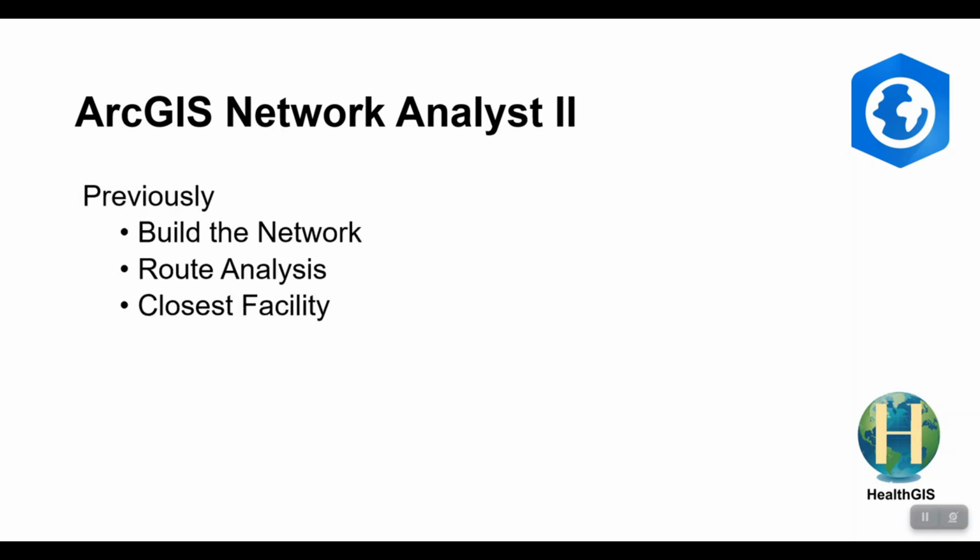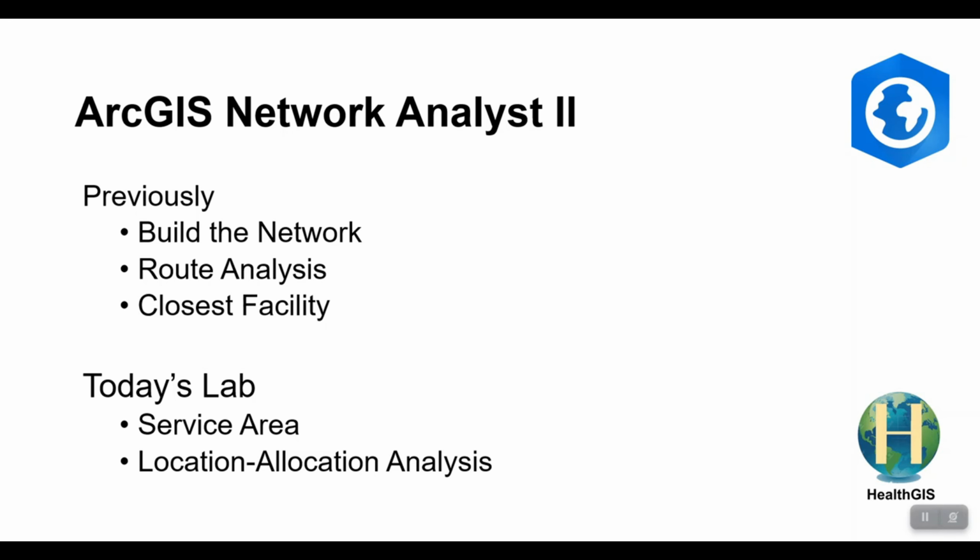In the previous lab, we learned how to build a network dataset for ArcGIS network analysis in ArcGIS Pro. We also learned how to conduct route analysis, which was to find the shortest path or quickest path between multiple points, and also conducted closest facility to identify the closest facility to an incident. For example, finding the closest police stations to an incident. In this lab, we will continue other functions in ArcGIS network analysis that are service area and location allocation analysis. So let's get started.